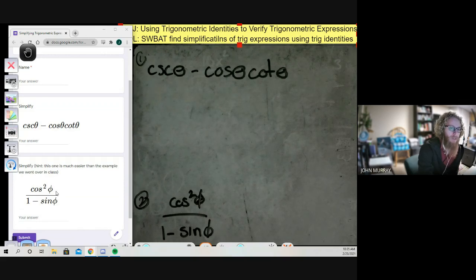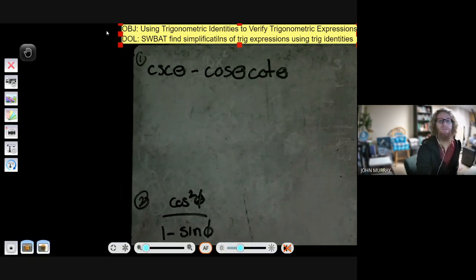A lot more times you'll see this in physics if you go that route. But it's just another variable, right? Any letter can go there. All right, so that is cosine squared of phi over 1 minus sine of phi. And I gave you a hint there that this one is a little easier than you might think. So let's see if you found these.